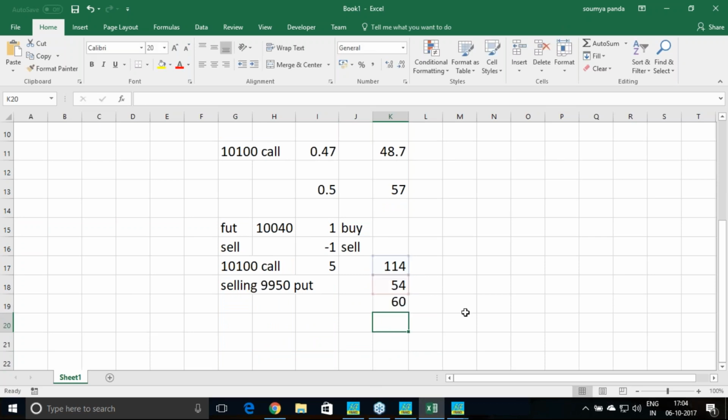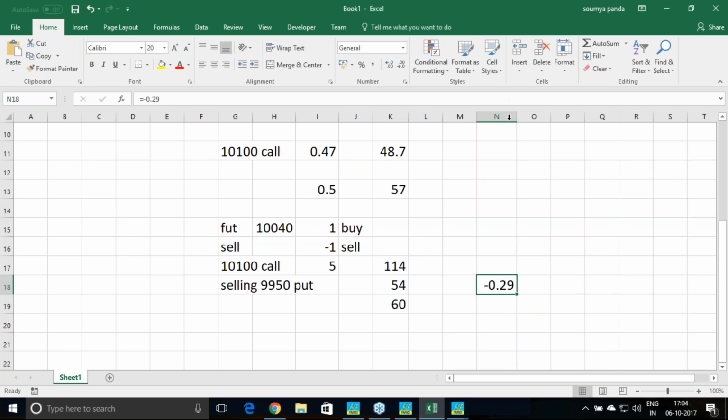54 I have received. So 60 rupees I have made the investment. What has the delta become? I have just taken, and this 9950 has a 0.29 negative delta. Minus 0.29, or 0.3, is the delta of this 9950 product. So my net delta comes to 0.29.